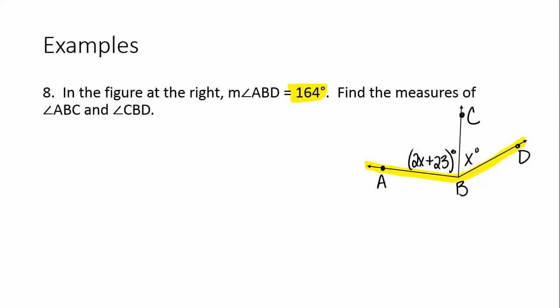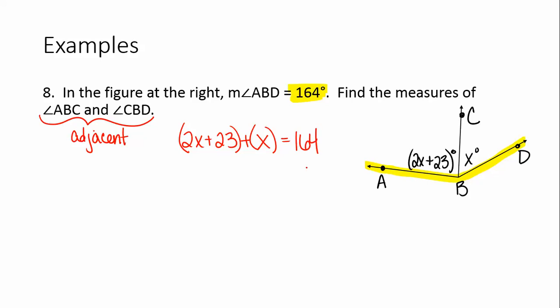Angle ABC and CBD are adjacent angles. Remember that adjacent angles add up to the sum of the larger angle. So I'm going to just note here that these are adjacent. That means when we add them together, we should get the big angle ABD, and that's exactly what we're going to do. If the first angle, ABC, is 2x plus 23, and the other smaller angle, CBD, is x, if we add those two things together, so take 2x plus 23 plus x, we should get the large angle 164.